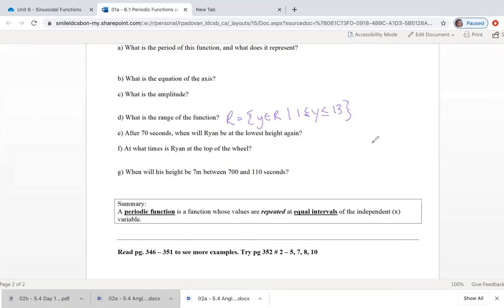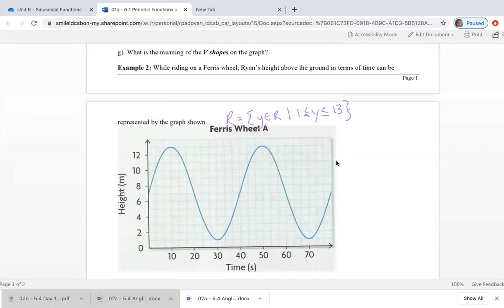After 70 seconds, when will Ryan be at the lowest height again? So let's go up and look at 70 seconds. So here's 70 seconds. He's now at the lowest height. So when will he be at the lowest height again? If we imagine he's going back up and then coming back down to get to the lowest height again, the lowest height was at 30. By the time he comes back up, reaches the peak and comes back down, he's at 70.